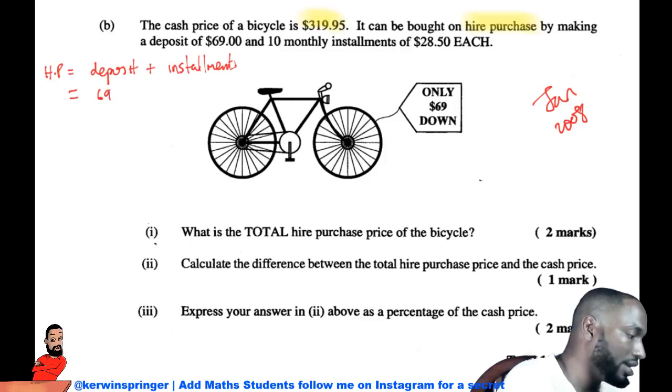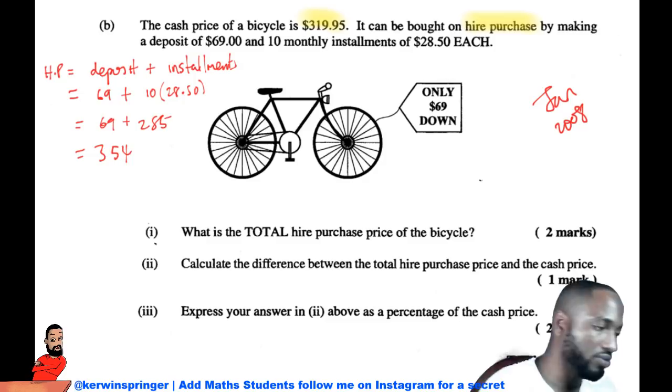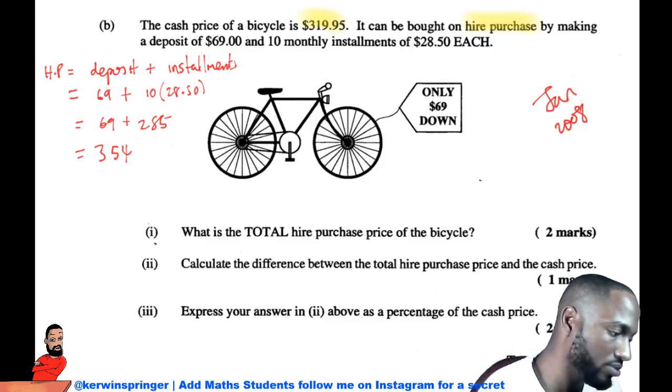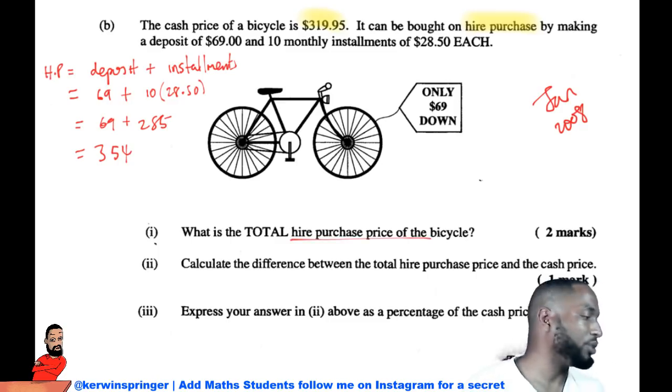So 69 plus 10 by 28.50. So $69 plus $285, that gives $354, and I'm much higher than the bike, so that's pretty good. What do you think? $354. Next part of the question. So that's the total hire purchase price, $354.